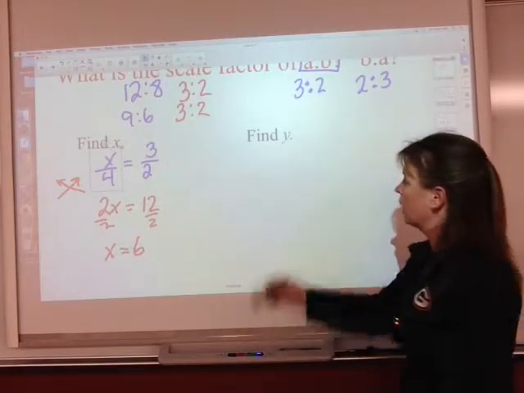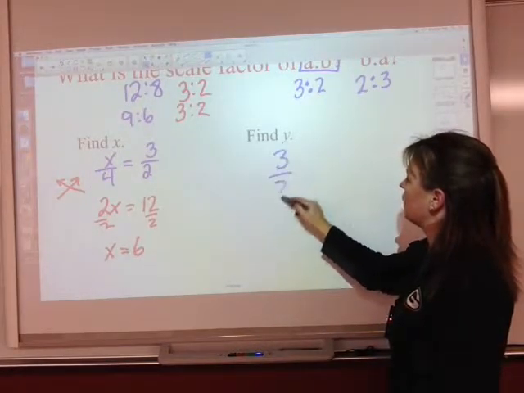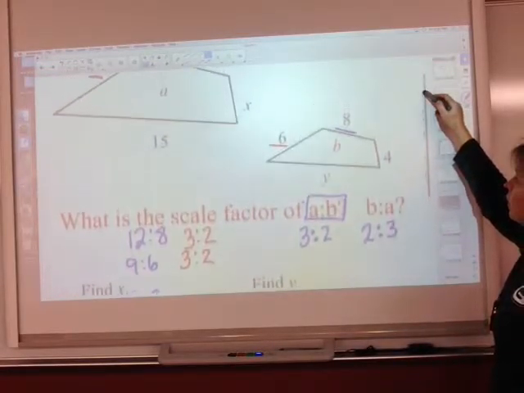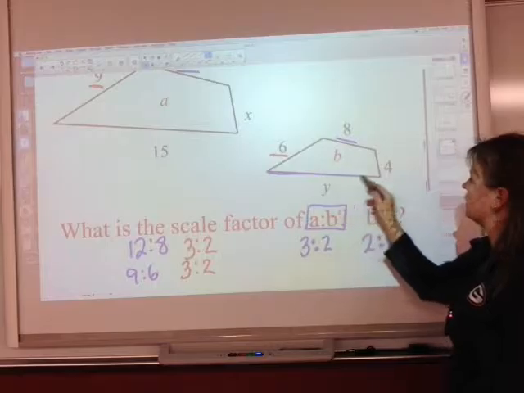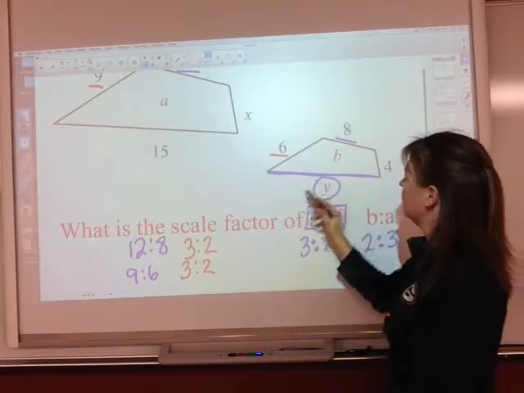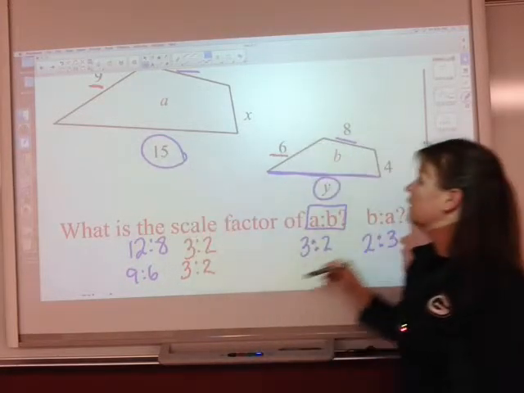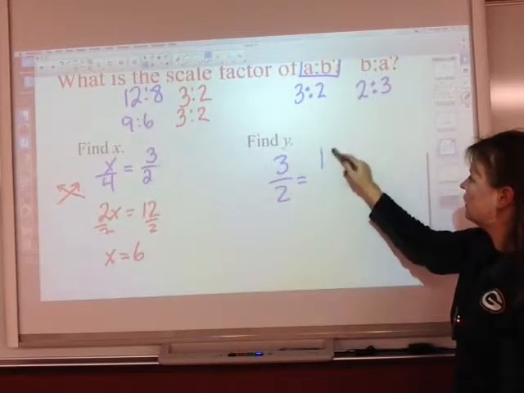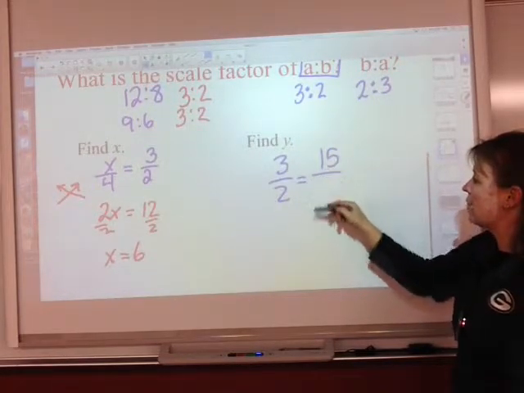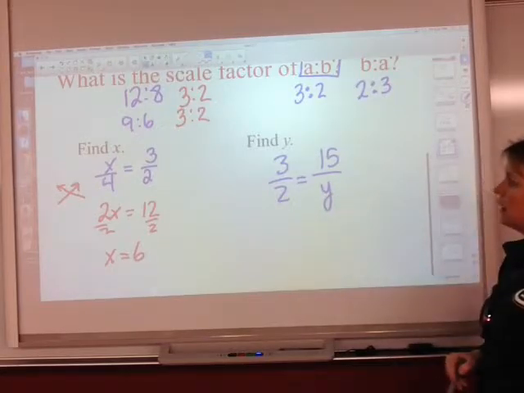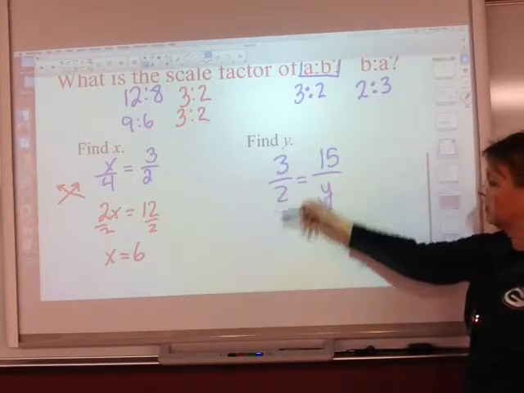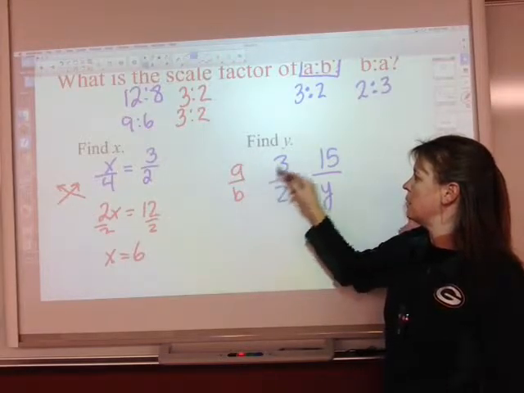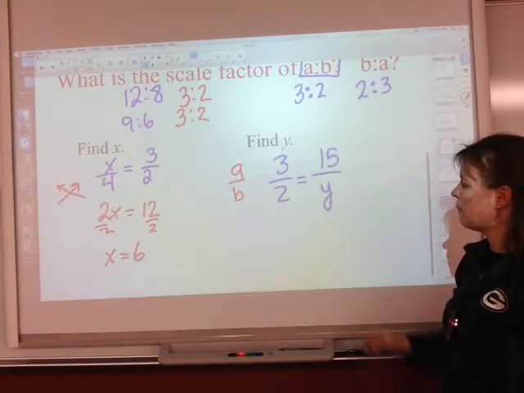Find y. We're going to use that same scale factor of 3 to 2. Let's see what y corresponds with. Y is in the same corresponding side as the 15. 15 is coming from quadrilateral A, which means 15 is going to be bigger. It's got to be on top. Y this time is in the denominator because it's from the smaller. Both fractions are set up as A to B, A to B, A to B.